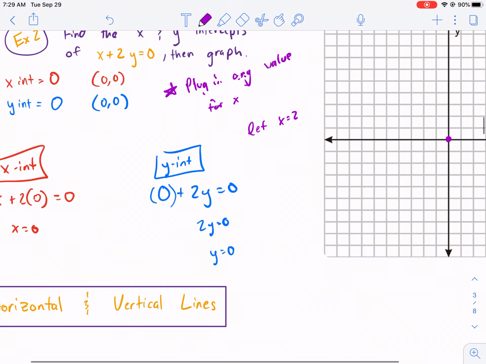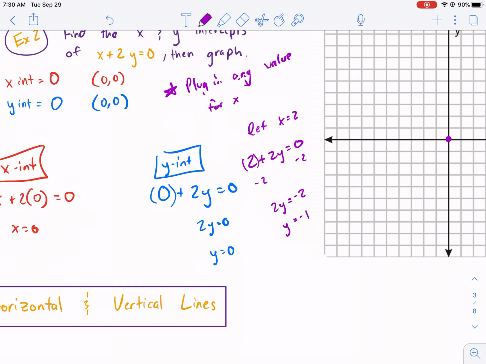Okay, so when we plug in 2 for x, what happens? We get 2 plus 2y equals 0. Okay, we're going to subtract 2. We get 2y equals -2. You get y equals -1.